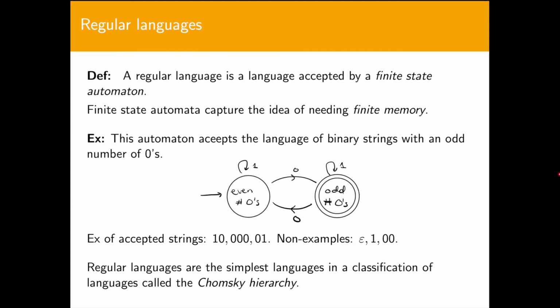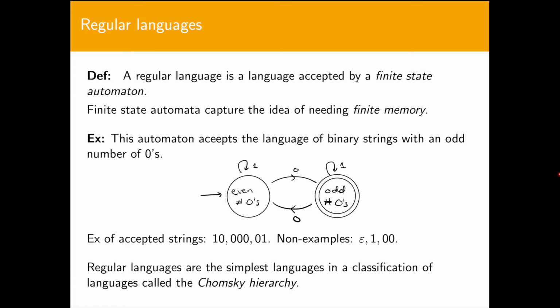So what's a regular language? A regular language is a language accepted by a finite state automaton. And finite state automata capture the idea of needing finite memory. For example, this automaton accepts the language of binary strings with an odd number of zeros. So here you start at the start state, which is the state on the left, which has the arrow leading to it. And you say, okay, well, I'm remembering that I have an even number of zeros.